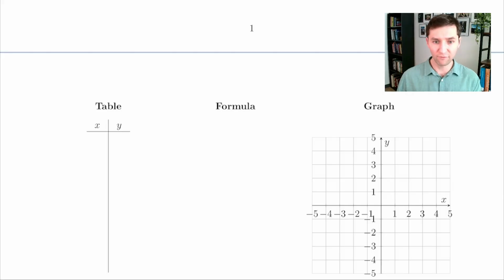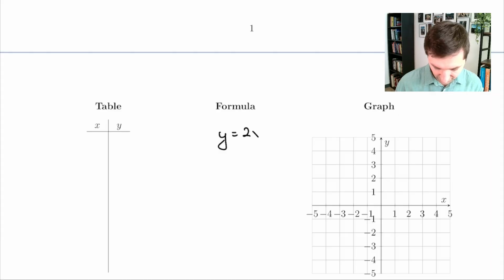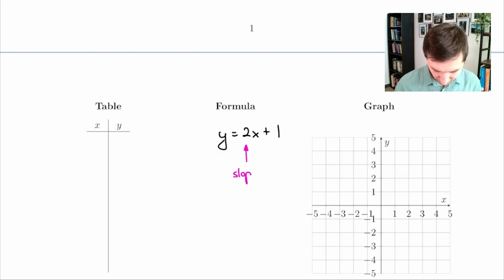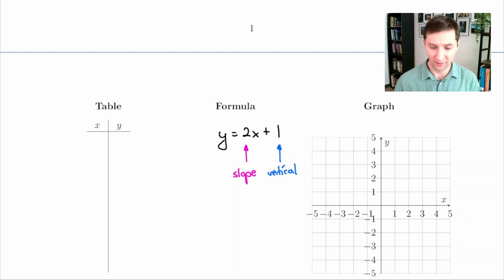An example of a formula of a function is y equals 2x plus 1. This is a special type of a function called a linear function. The number right in front of x, in our case, the number 2, is called the slope of the linear function. The number by itself, the number without an x next to it, in our case number 1, is called the vertical intercept. Sometimes people call it the y-intercept.